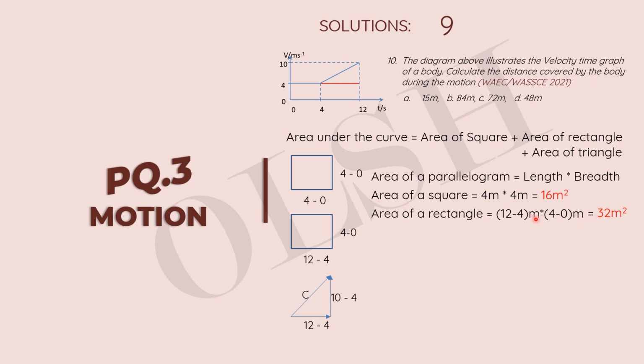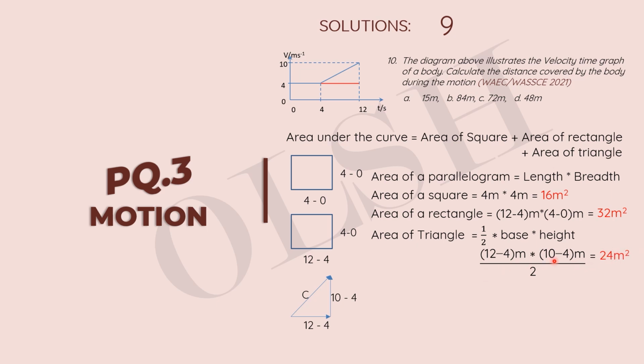Okay, so meters multiplies meters gives us meter squared. Then we find the area of the triangle, which is half base times height. So we get, of course, base times height divided by 2, which is 12 minus 4, the base, times the height, which is 10 minus 4, divided by 2. So if we do that, we're going to have 24 meters squared.